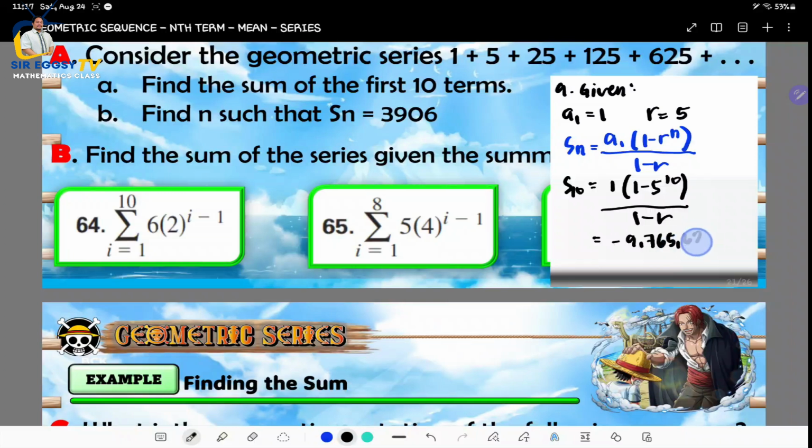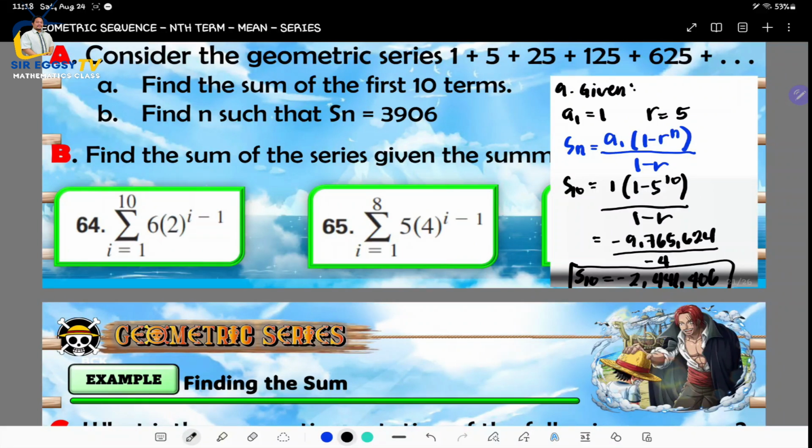765,624 divided by 1 minus 5, which is equal to negative 4. So therefore, your S sub 10 is equal to, we divide it by negative 4, and that will give us negative 2,441,406. And that is now your final answer.